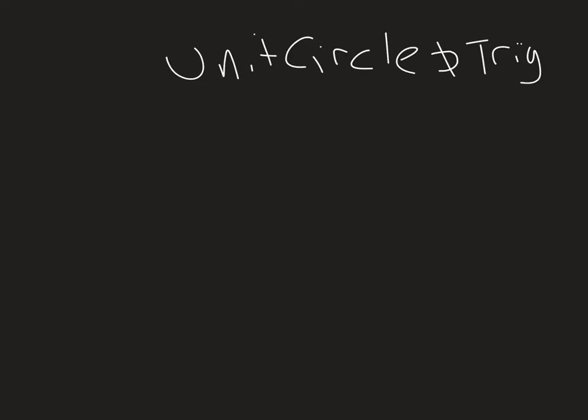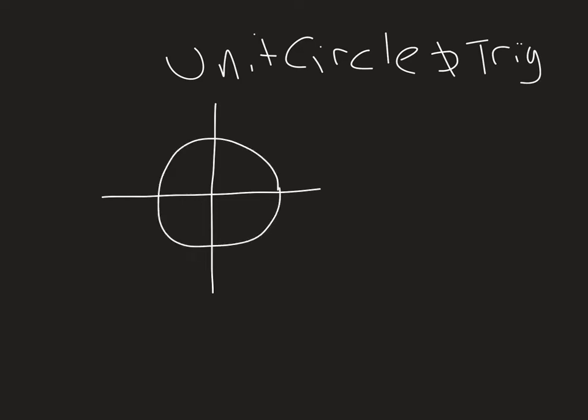Before we talk about how to find exact values, let's talk about unit circles and how they relate to trigonometry. We've talked about our trig values and related them to right triangles, but that's not where they come from. They actually come from the unit circle. Remember, a unit circle on a coordinate plane is one that's centered at 0 with a radius of 1.